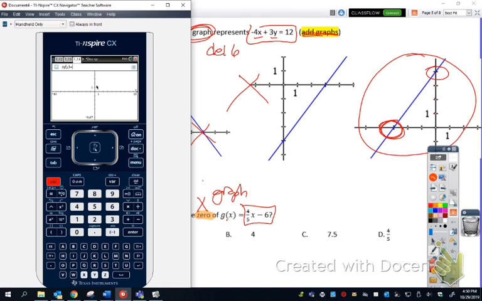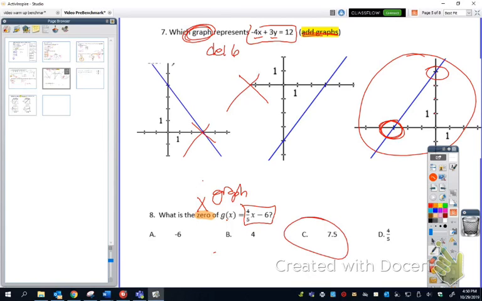And so control divide, 4 over 5 x, and then minus 6. Enter. Now just do your menu 5, 1. And that's the y. I do not want the y, so I go over to the x. Okay, so that's 7.5. So my answer is C. You don't want to miss one like that. Okay, now I'm going to go over the rest of them in just a second.